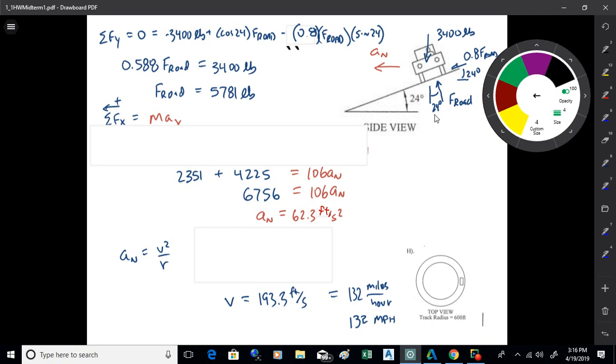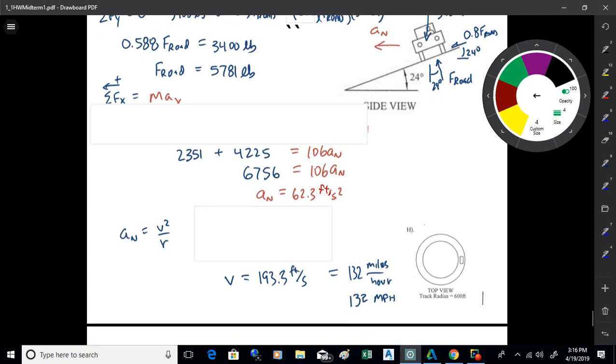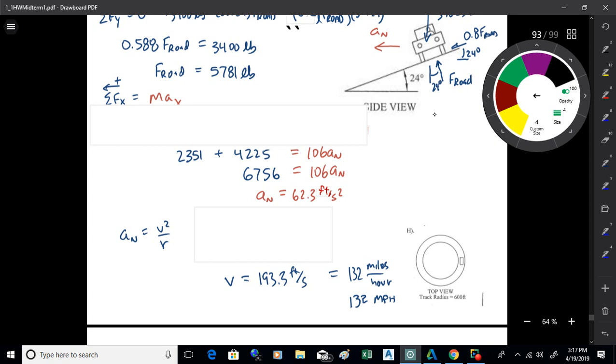I don't want to go with an angled F like a force. I don't want to go with inclined axes on this. It might seem like the normal thing to do on a ramped problem, and it's often a good way to go. But on this one, I don't think it's going to work real well.